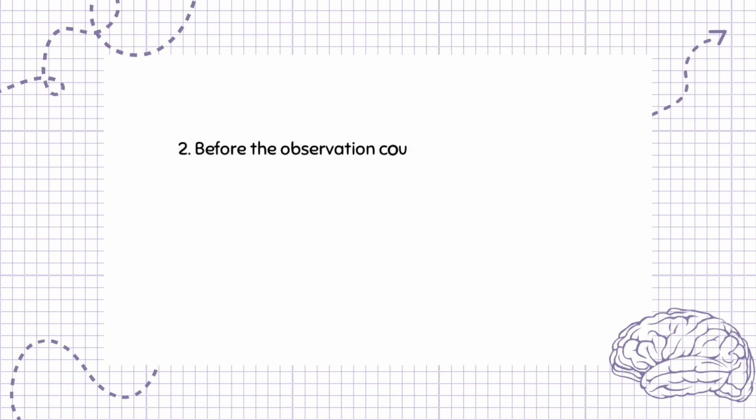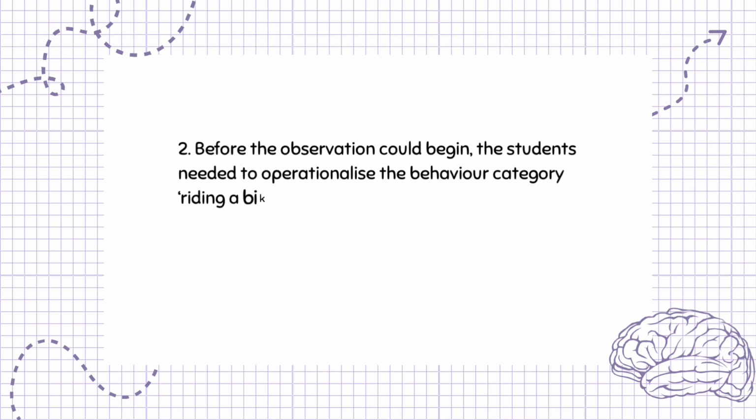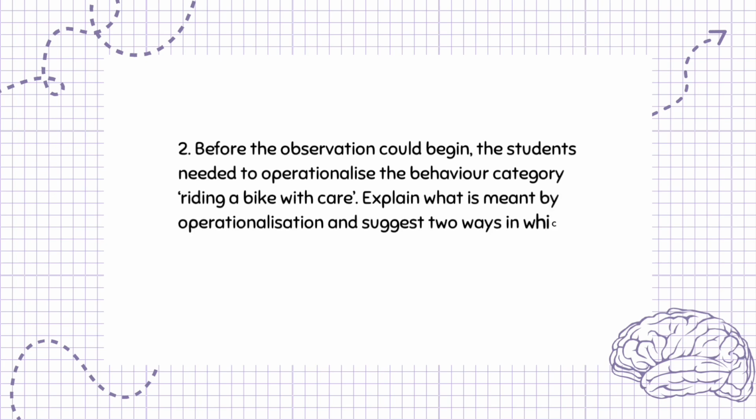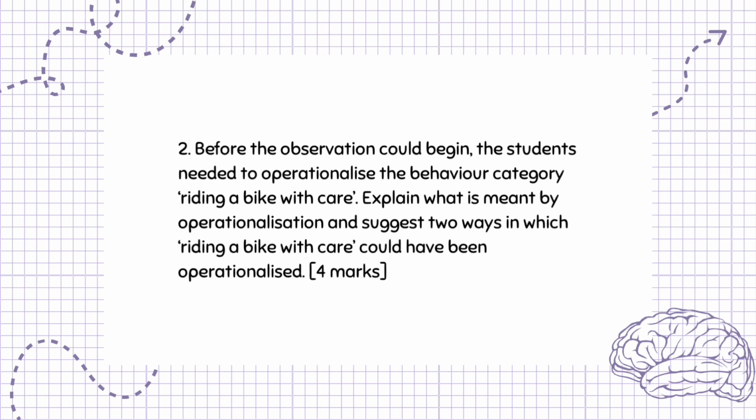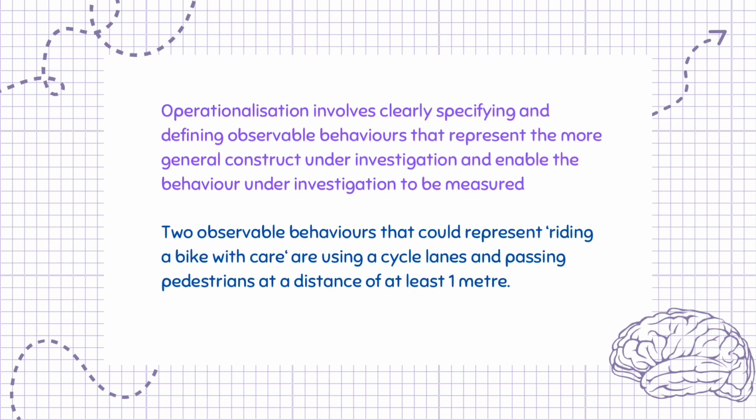Question 2. Before the observation could begin, the students needed to operationalize the behavior category riding a bike with care. Explain what is meant by operationalization and suggest 2 ways in which riding a bike with care could have been operationalized. 4 marks. Operationalization involves clearly specifying and defining observable behaviors that represent the more general construct under investigation and enable the behavior under investigation to be measured. 2 observable behaviors that could represent riding a bike with care are using cycle lanes and passing pedestrians at a distance of at least 1 meter.